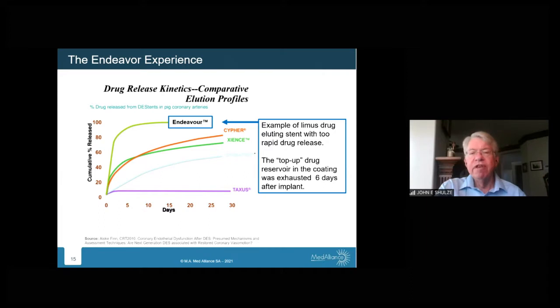Whereas the more successful clinical designs of drug-eluting stents today have an extended release that lasts at least 30 days. In the case of a stent that I designed, the Myomatrix, the release lasts up to 90 days. And it's been a very successful design going out and treating patients.